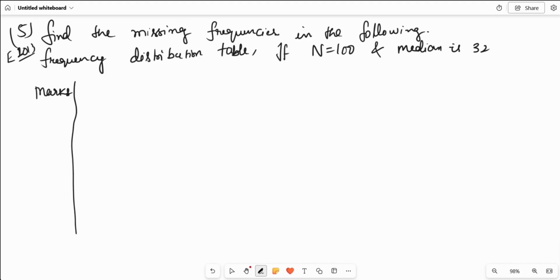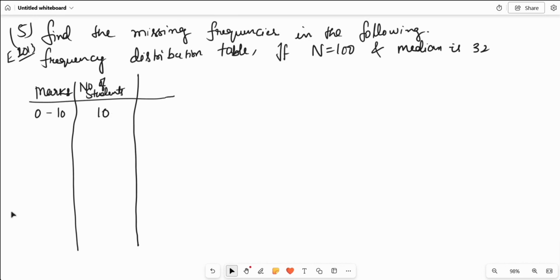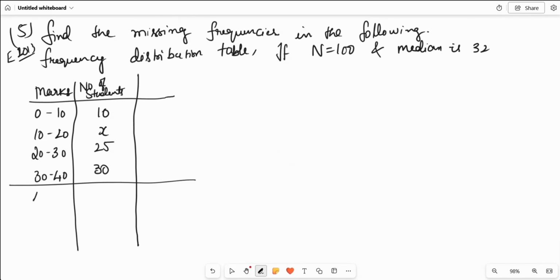Marks and here number of students. Marks 0 to 10, 10 here, 10 to 20, X, 20 to 30, 25, 30 to 40, 30, 40 to 50, Y, 50 to 60, it is 10. And total they have given it is 100.